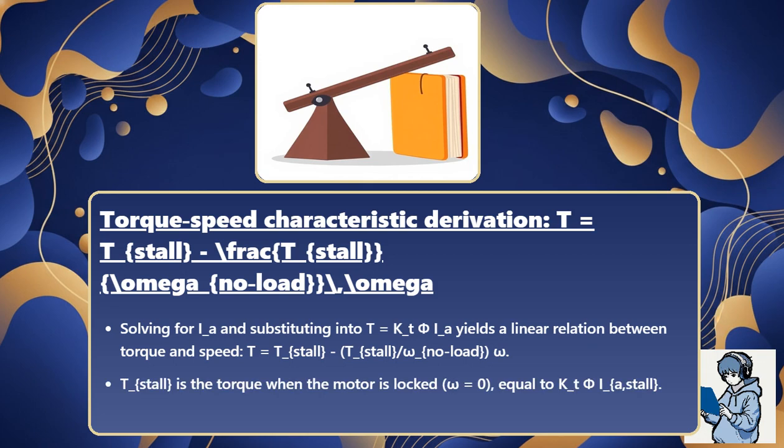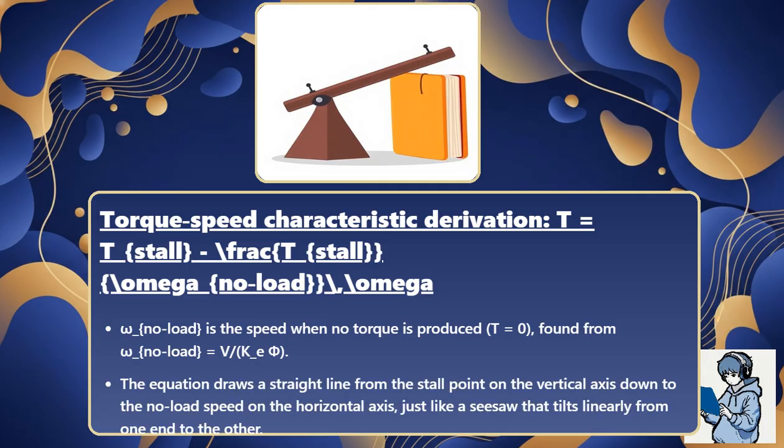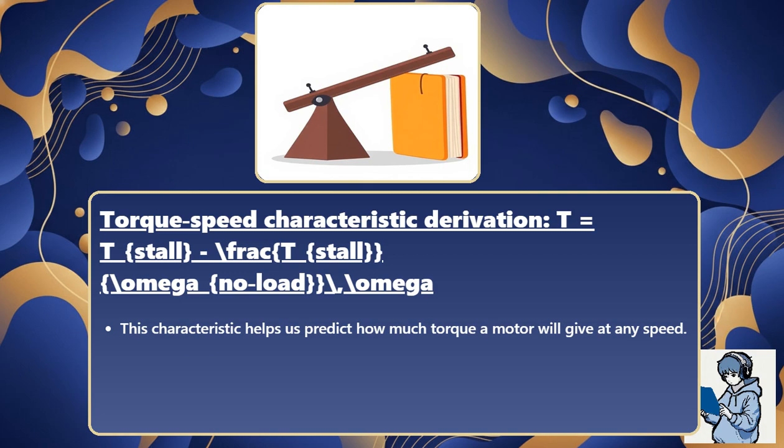T sub stall is the torque when the motor is locked, omega equals 0, equal to K sub T phi I sub A stall. Omega no load is the speed when no torque is produced, T equals 0, found from omega no load equals V divided by open parenthesis K sub E phi close parenthesis. The equation draws a straight line from the stall point on the vertical axis down to the no-load speed on the horizontal axis, just like a seesaw that tilts linearly from one end to the other. This characteristic helps us predict how much torque a motor will give at any speed.